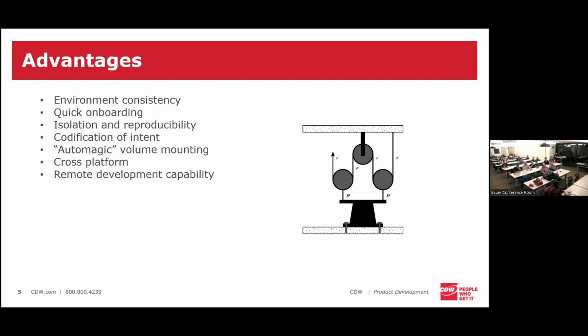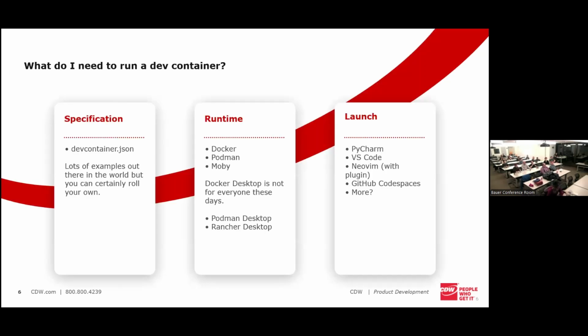What I really like is I'll say automagic volume mounting. So if you've ever done stuff with containers, you know that sometimes you've got to move things around and have things inside and outside the container. And the dev container spec does a really good job of doing a lot of that for you. And then there's all the extensions of, I want to do extra stuff with volume mounts, that you can do as well. It is cross-platform, and you can use it with remote development.